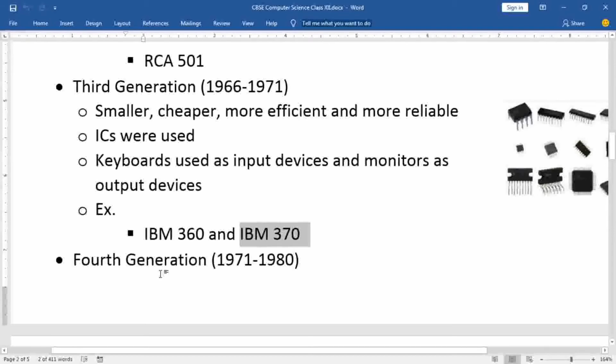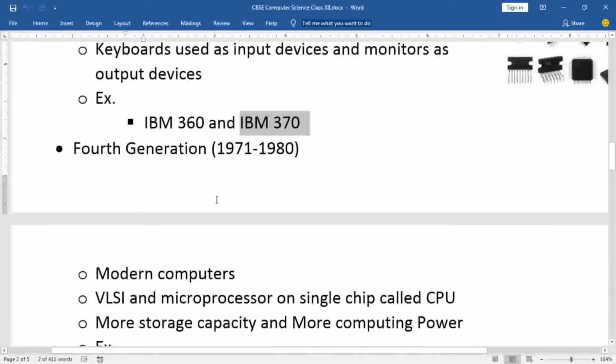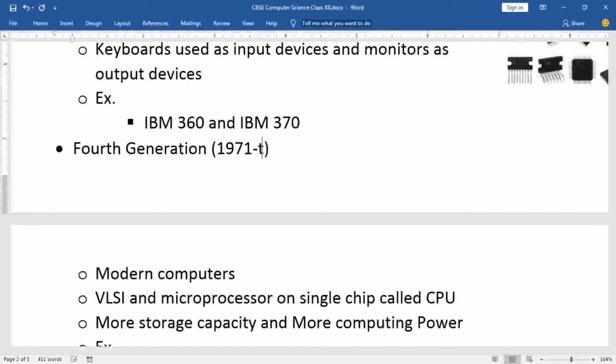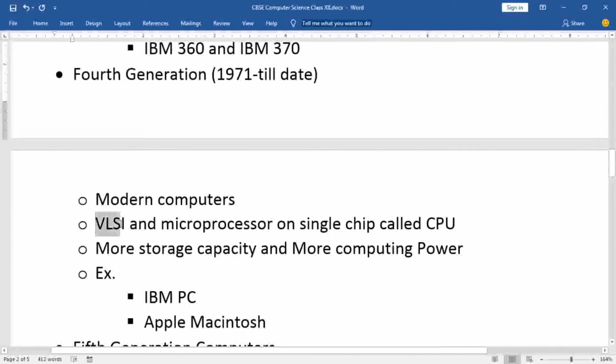Then the fourth generation, and the modern computers which we are using are also a part of the fourth generation. We cannot say it ended in 1980, it continues till date. The fourth generation computers are modern computers. They are using VLSI. This I have also explained in a previous video, what is VLSI, MSI and all. So you can watch that video.